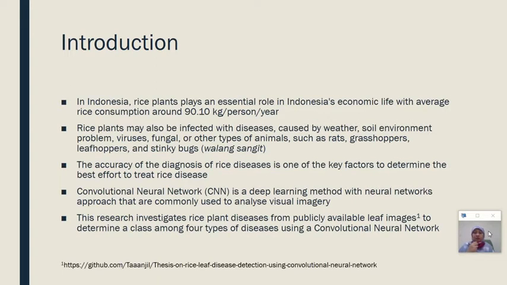So the accuracy of the diagnosis of rice disease is one of the key factors to determine the best treatment for rice disease. In this experiment, the convolutional neural network is a deep learning method with a neural network approach commonly used to analyze visual imagery. Therefore, this research investigates detection of rice plant diseases from leaf images to determine a class among four types of diseases using a convolutional neural network.